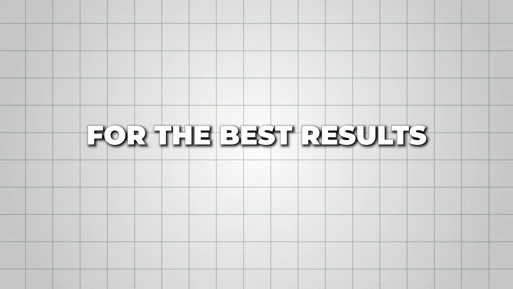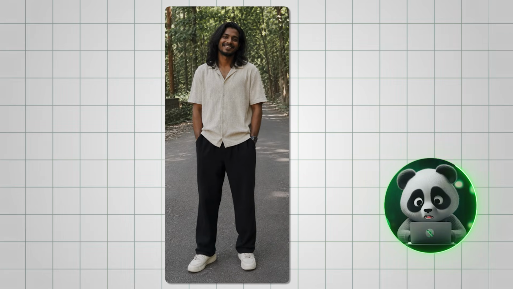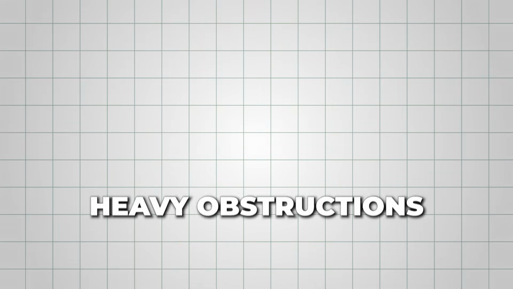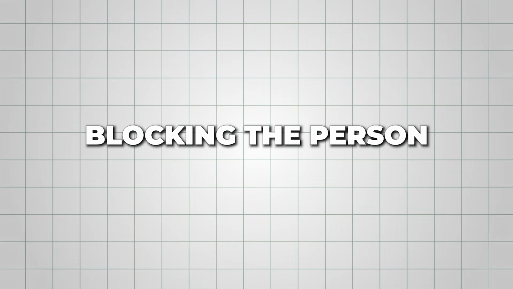For the best results, try to use a clear reference image where the character is clearly visible. And for the driving video, it's better to use something with clear movement, without too many fast cuts or heavy obstructions blocking the person. Now, there are a few important settings we need to check before running the workflow.